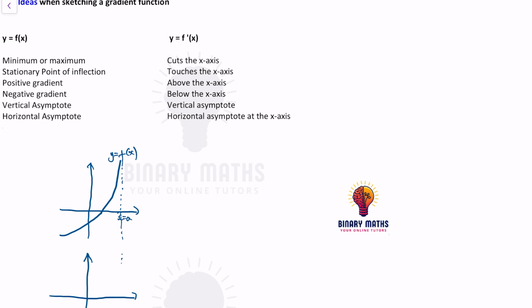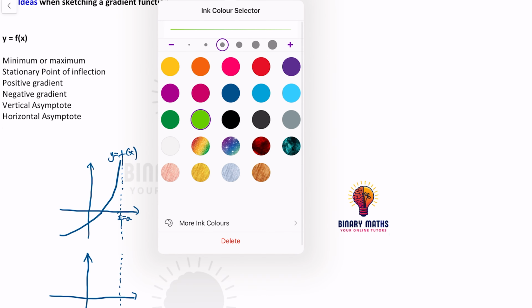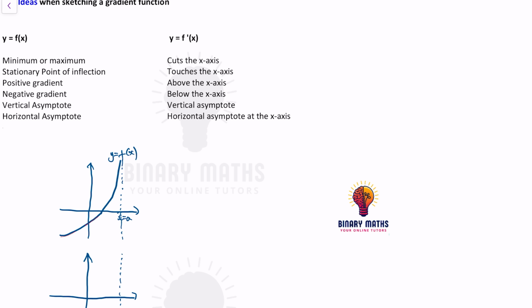So your gradient function will also have a vertical asymptote at x equals a. Okay, so a vertical asymptote in y equals f of x also translates to a vertical asymptote in y equals f dash of x. And you can see clearly in this example, the gradient is always positive, but obviously it's getting more and more steep. So if I were to draw the gradient function, it's always positive, but it's getting closer and closer to here, which is infinity. So this is y is equal to f dash of x.